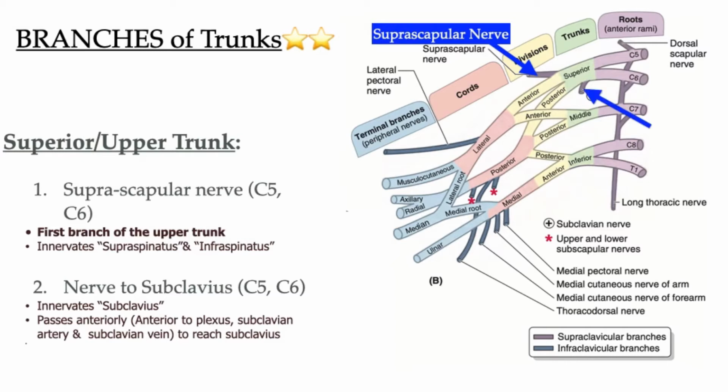The next branch is the nerve to subclavius. This nerve to subclavius provides motor nerve fibers to the muscle subclavius, about which we talked in the pectoral region. Suprascapular nerve and nerve to subclavius, both the nerves have the root value C5 and C6.